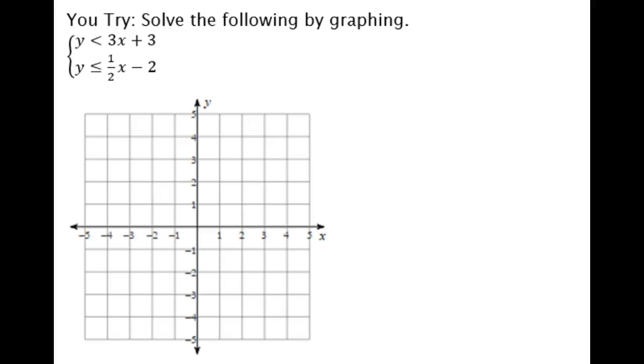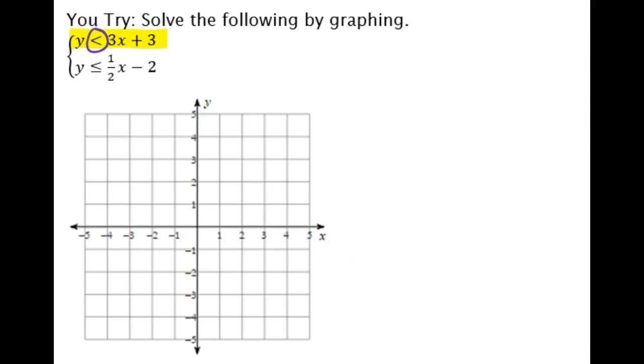Both of our inequalities are already in slope-intercept form, so we're in good shape. We don't have to solve anything. So the first thing I'm going to do is the line that's in yellow. And one thing I want to mention before we start, I'm going to take a look at this sign.